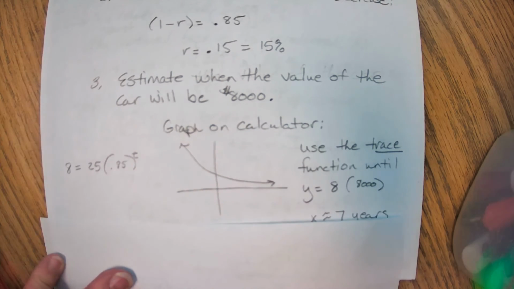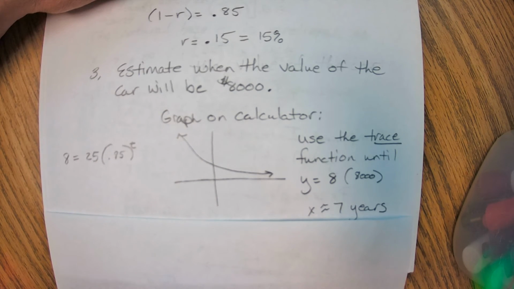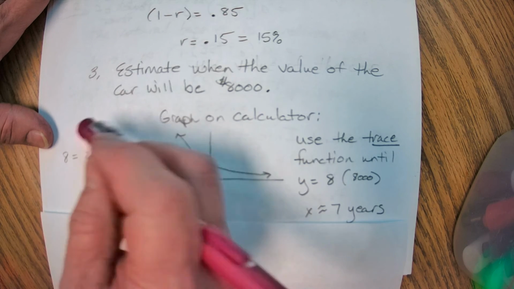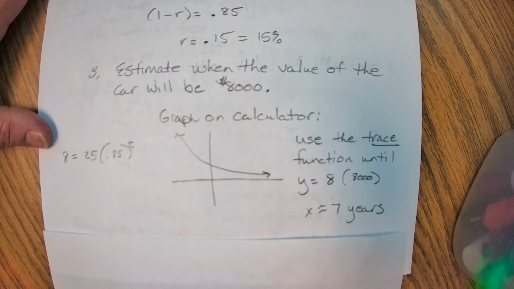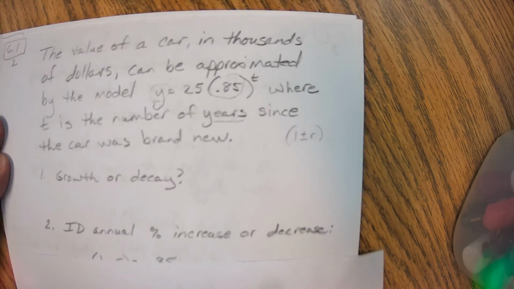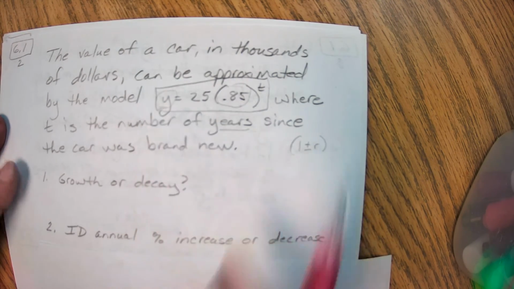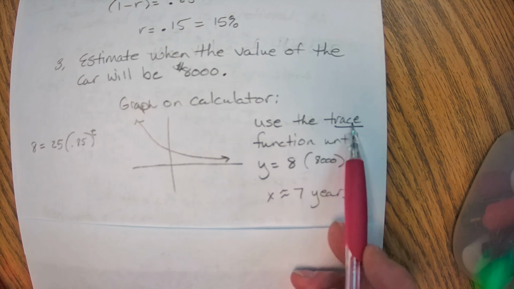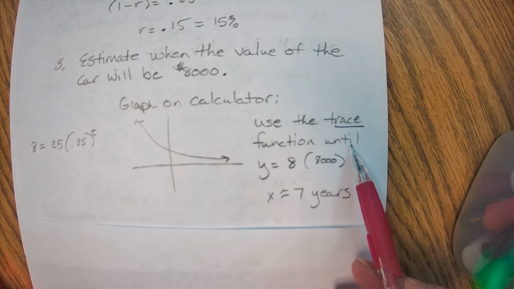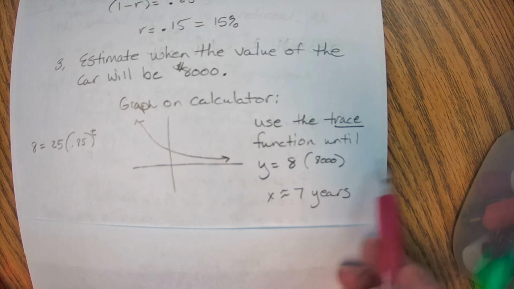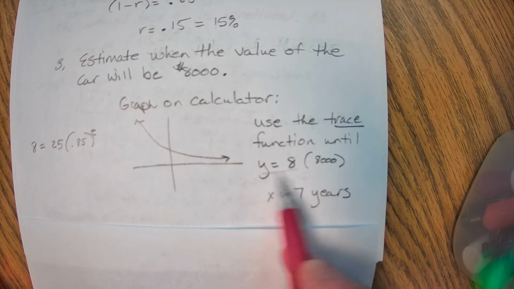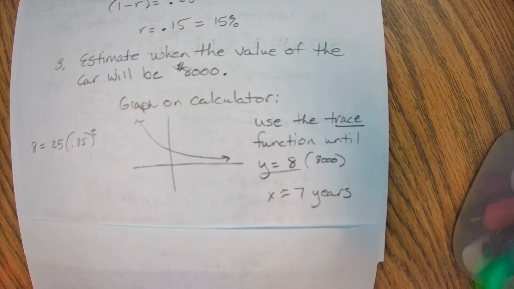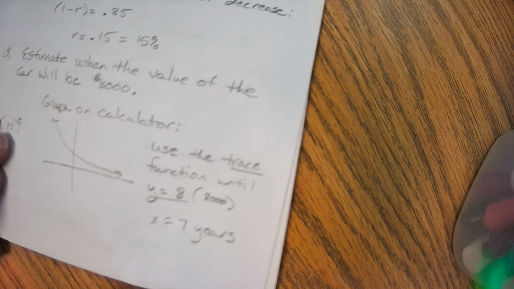All right. So I'm just going to do this on the graphing calculator. And actually, all you have to do is enter this equation into your graphing calculator, the easiest way, I think, and then use the trace function and cursor back and forth with your left and right arrows until y equals 8. And when you do that, you'll find that x is approximately 7 years. So it'll take approximately 7 years to do that.